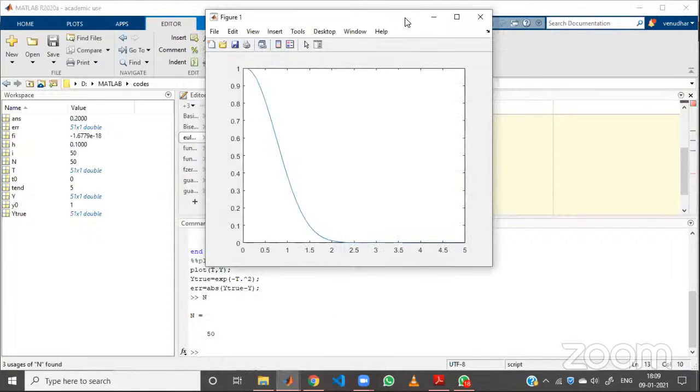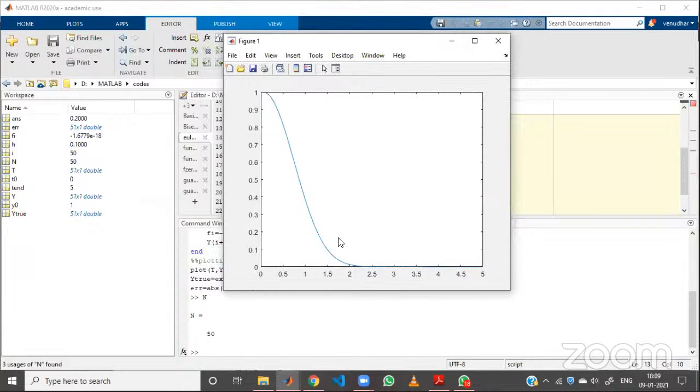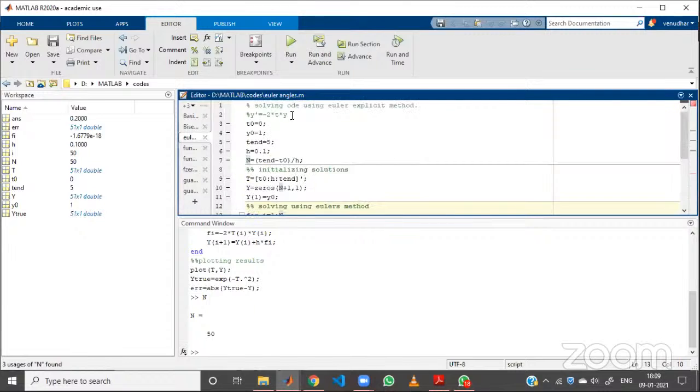This is the graph of the solution of the equation y dash equals minus 2ty. This is how we solve it by Euler's explicit method.